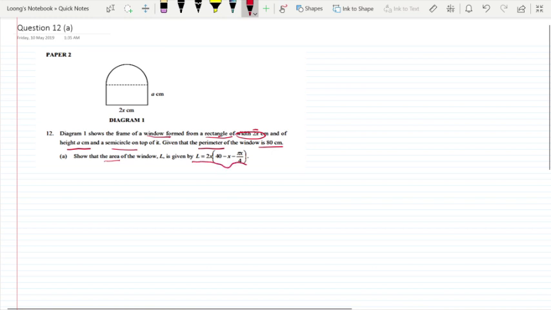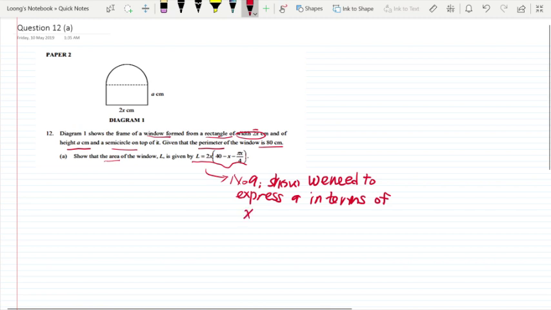But in this case, we could see that there's actually no A, which means that we need to express A in terms of x or pi. So we could start off by finding the area of the semicircle first, maybe.